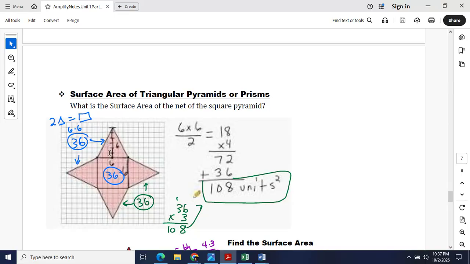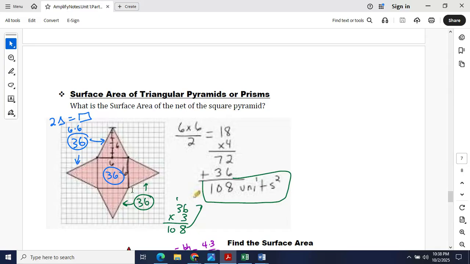Now, I remember, this triangle has a base of 6, a height of 6. This triangle has a base of 6 and a height of 6. Two triangles with the same base and height together form a parallelogram. Technically, I could just do 6 times 6 to get 36. Two triangles equals a parallelogram. Make sure you note that. And then in green, these two triangles have the same base and height, so I could just do 6 times 6 is 36. To get the total area, you could do 36 times 3, which is 108 square units.